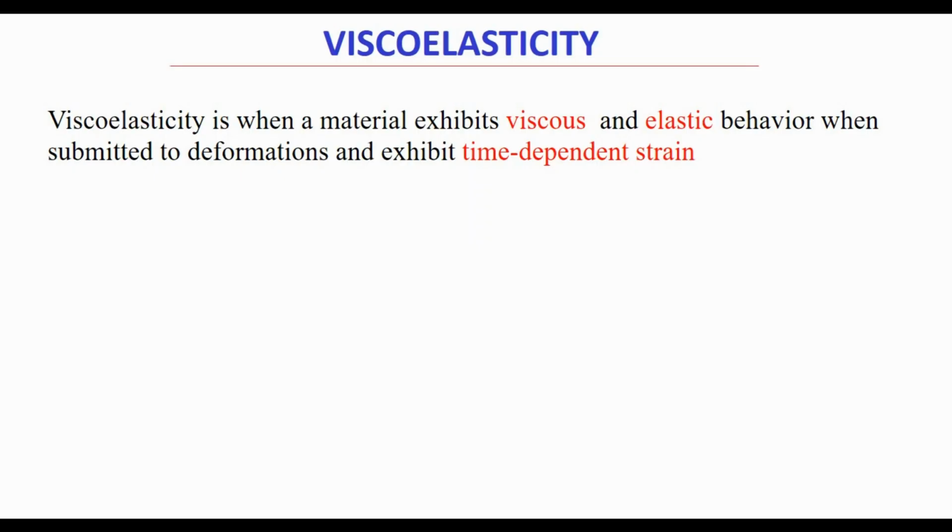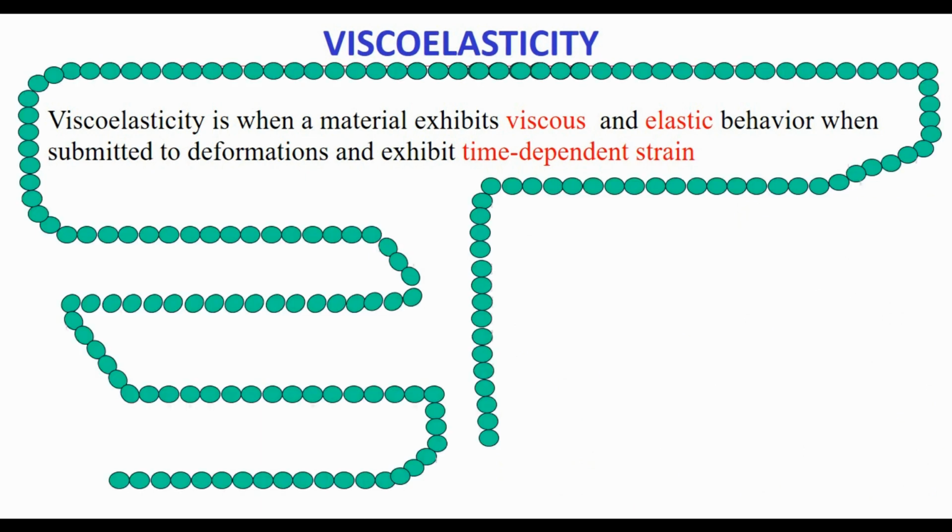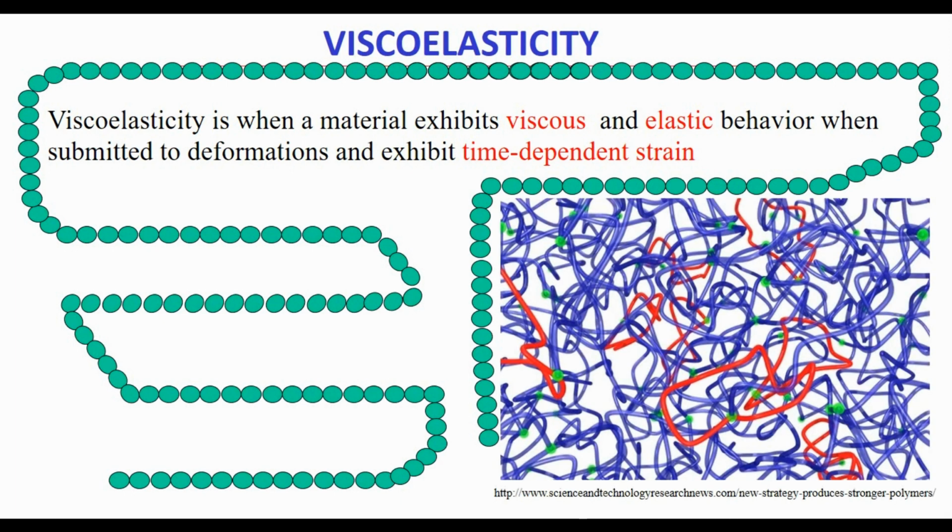Polymers are unique materials with unique properties. One of these properties, which is exhibited by all polymers, is called viscoelasticity. Viscoelastic materials exhibit both viscous and elastic behavior when submitted to deformations, and hence their strain response is time dependent. This is a direct result of the long chains that polymers have, and the fact that their chains can also form physical entanglements, much like spaghetti in a bowl.